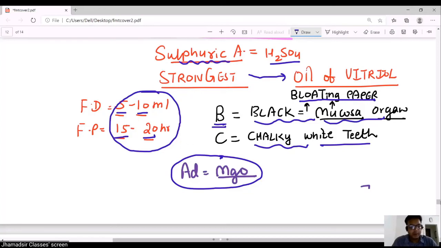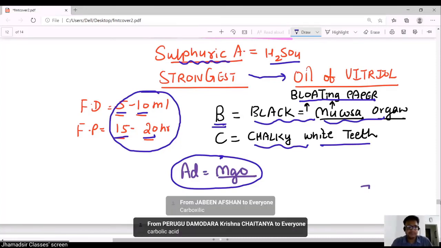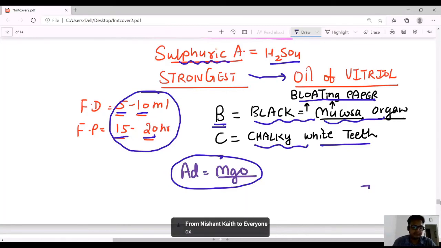Write. Green color urine is seen in which poisoning? Green color urine, in which corrosive? Carbolic acid. Which acid is used as an ink remover? Yes, it is oxalic acid. Oxalic acid is used as an ink remover.